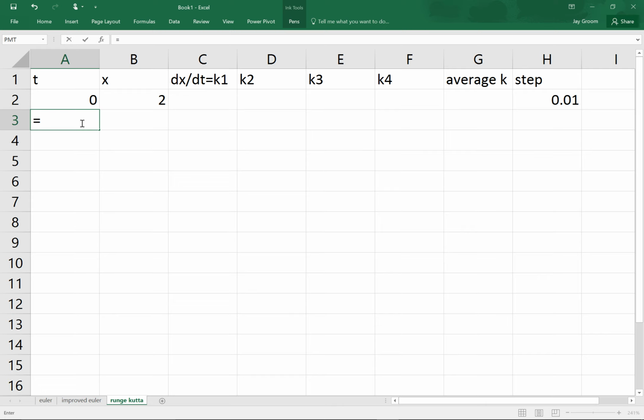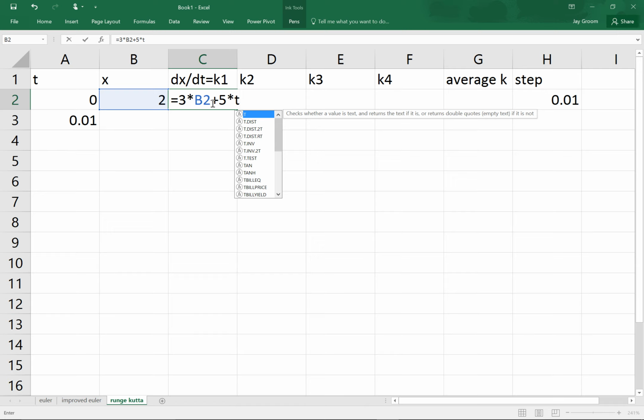So then equals that guy plus $H$2. Now remember our function, it's the same function. By the way, any function will work for this. That's not a problem. But the function that we are using right now, just so that we have a baseline comparison, is 3 times x plus 5 times t. Oh, not t, you dummy. Click on it. There you go.